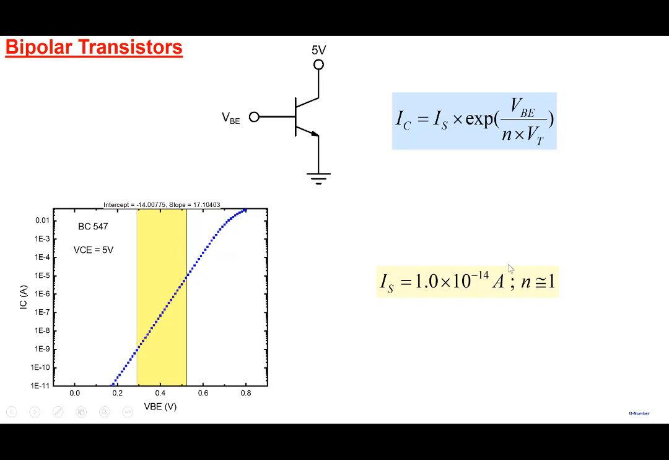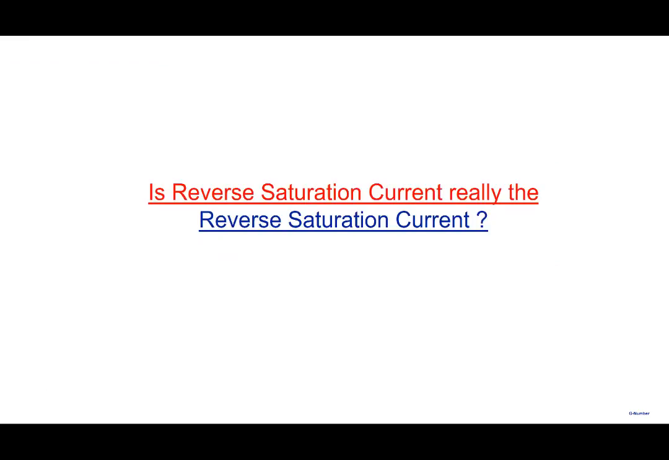All right, so that's as far as the typical value of IS. If you're confronted with the question, what is the typical value of IS? Well, a 1N4007 has nanoamperes, with an ideality factor of 1.5. On the other hand, a bipolar transistor may have femtoamperes, again with an ideality factor that, depending on where you do it, could be 1.5 or 1.2. The other question: is reverse saturation current really the reverse saturation current?